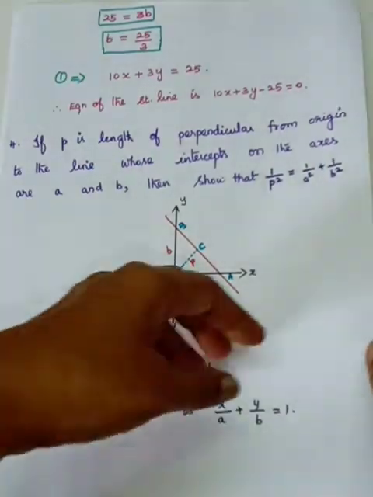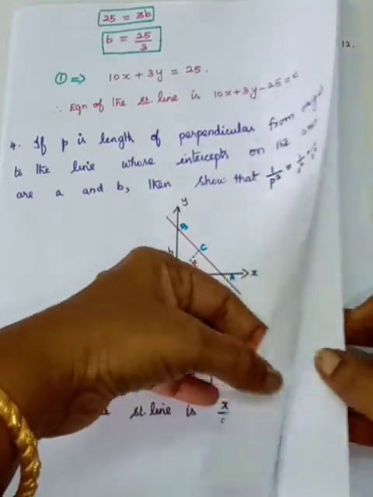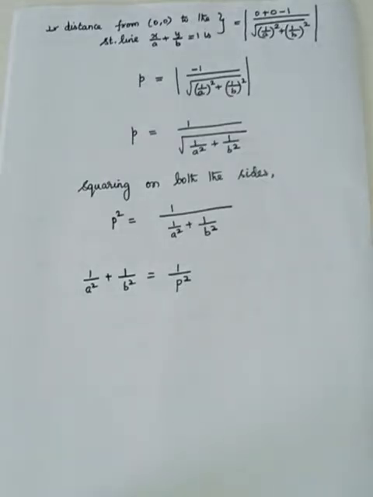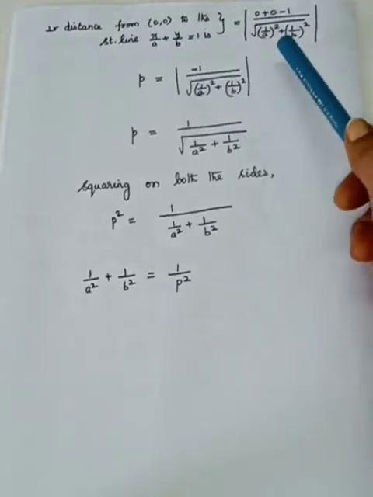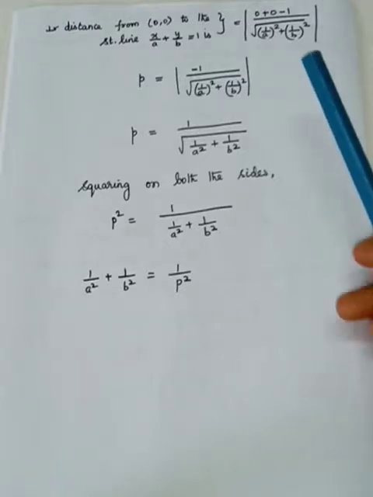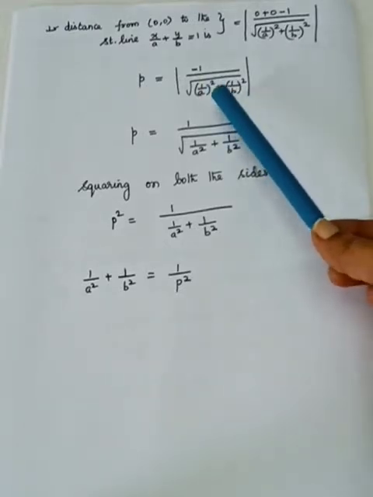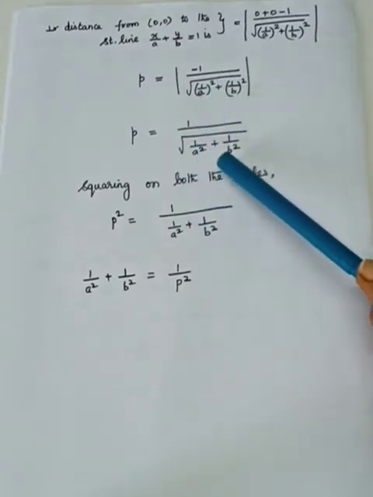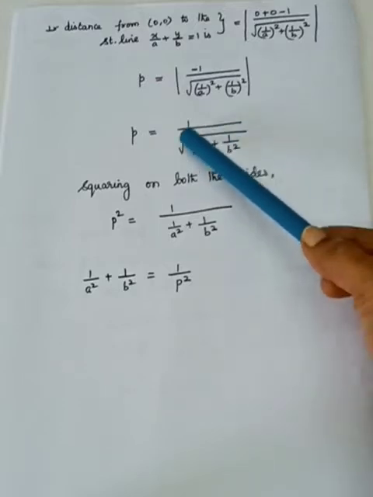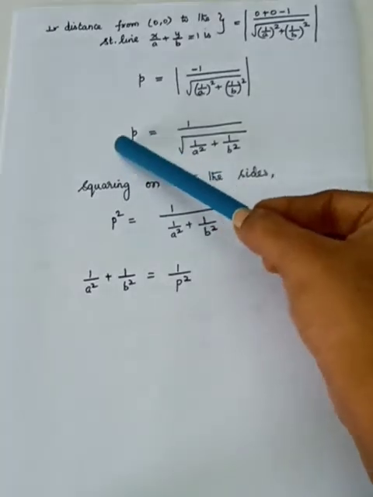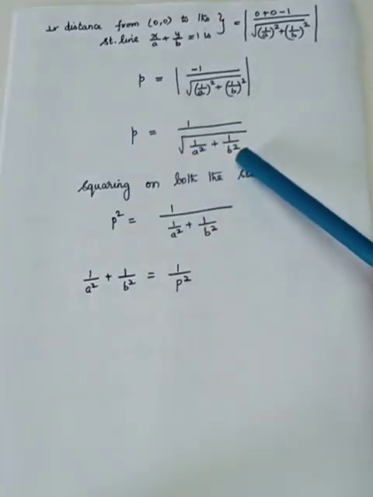So here I have written. So see now, the length of the perpendicular from origin to the straight line is modulus of 0 plus 0 minus 1 divided by square root of 1 by a the whole square plus 1 by b the whole square. Okay, so if you take the modulus of minus 1, it is 1 divided by square root of 1 by a square plus 1 by b square. So what you have to do? You have to bring this term to the left side. So it will come in the numerator and p will come in the denominator in the right hand side.